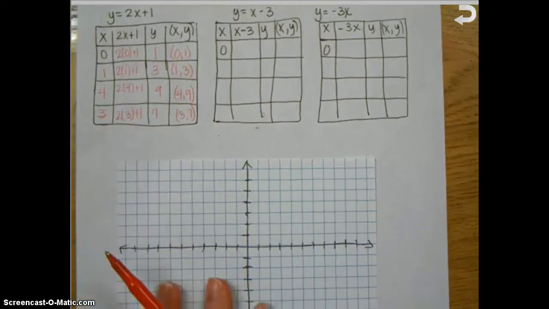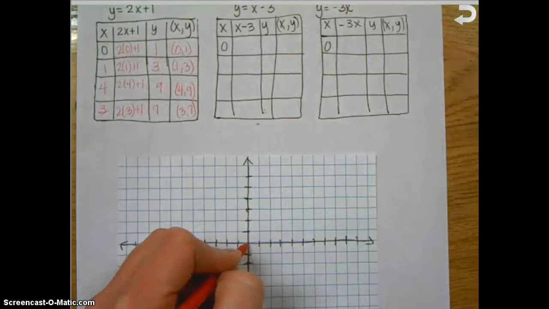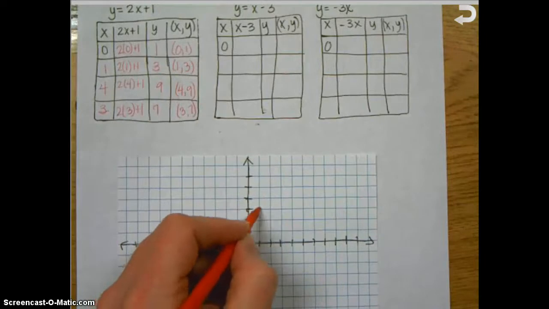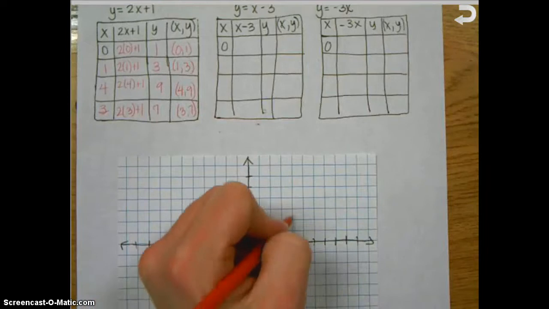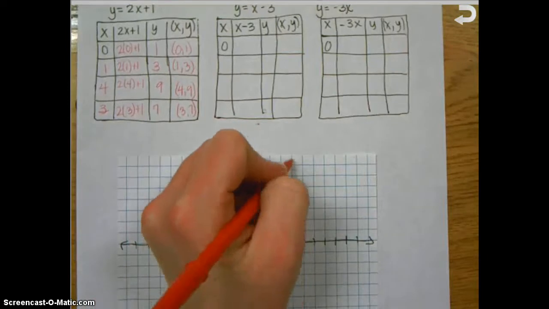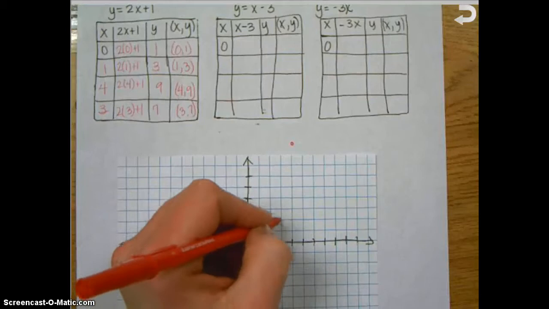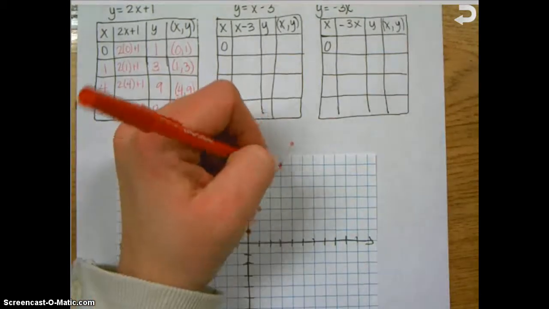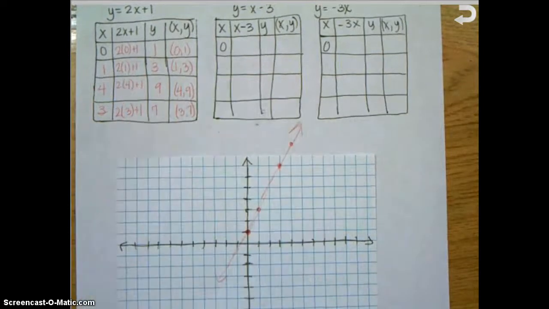So let's say (0, 1): start at the origin, go over 0, go up 1. (1, 3): go over 1, up 1, 2, 3. (4, 9): go over 1, 2, 3, 4, up 1, 2, 3, 4, 5, 6, 7, 8, 9. And then (3, 7): over 1, 2, 3, up 1, 2, 3, 4, 5, 6, 7. And you can see it's going to make a line.